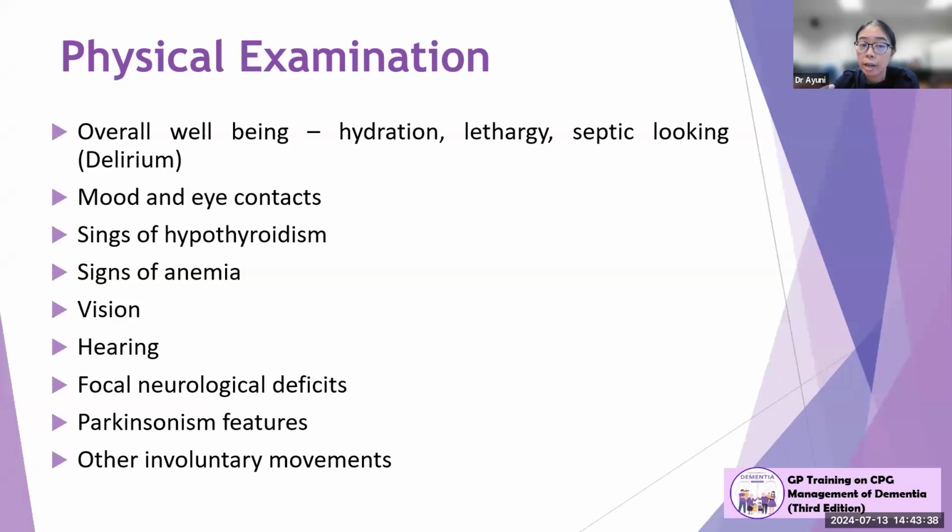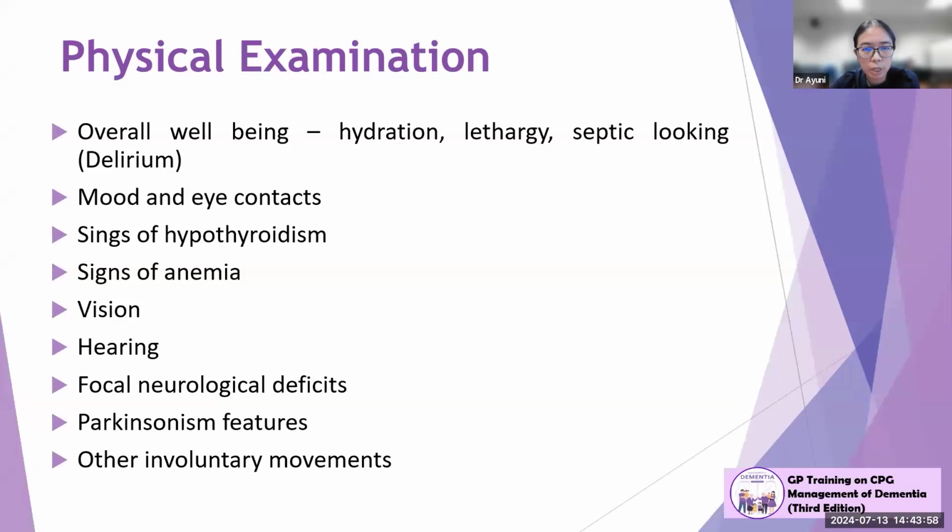And then, are they making good eye contact with you, or are they very quiet, avoiding eye contact, and very miserable-looking with a low mood? Then maybe you need to suspect depression already. So look for signs and symptoms of hypothyroidism, signs of anemia, maybe some B12 or folate deficiency. Check their vision, check their hearing.